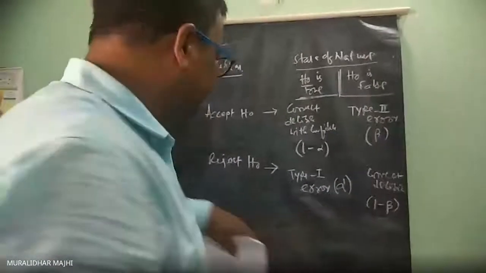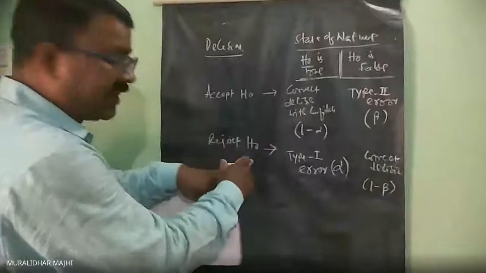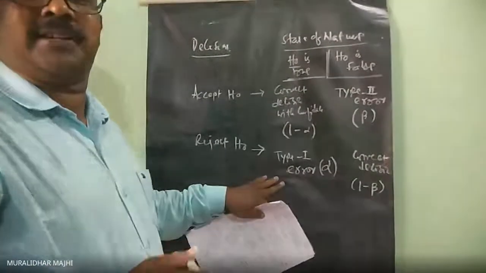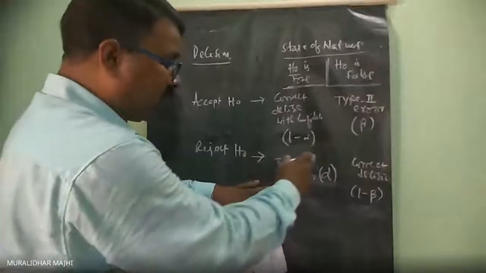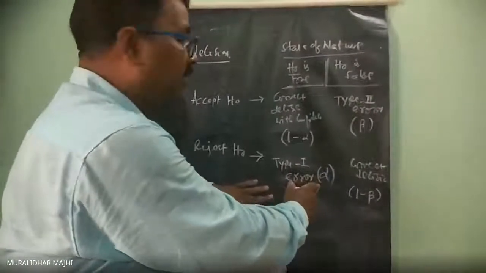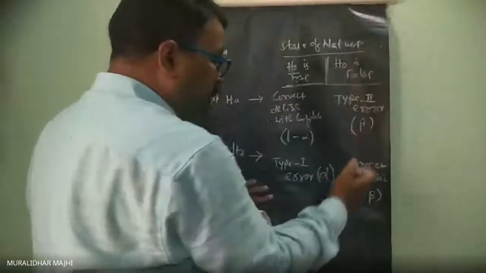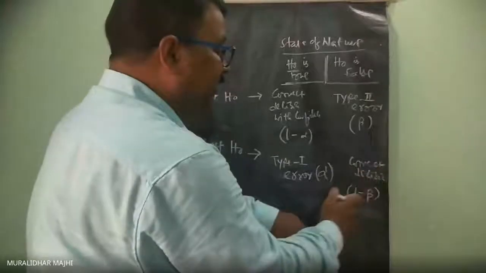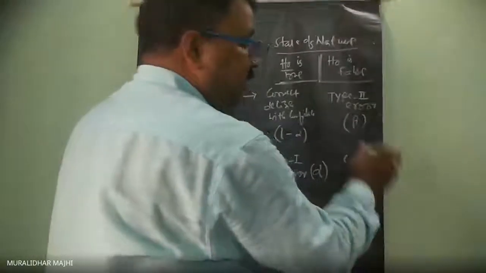Okay, dear student? You see this. Reject H0 when H0 is true. This is also a mistake, so this type of error is called type 1 error, denoted by alpha. Whereas when H0 is false and we reject it, it is a correct decision, denoted by 1 minus beta.